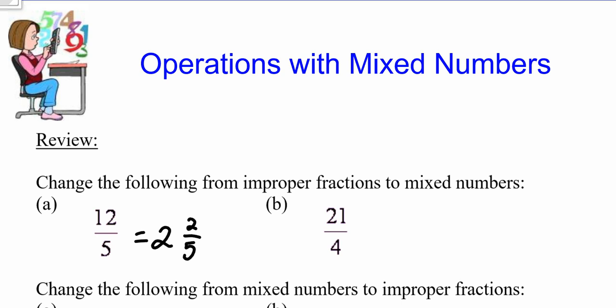The second example, same thing. How many times does 4 go into 21? 4 goes into 21 5 times. What would the remainder be? The remainder would be 1/4.